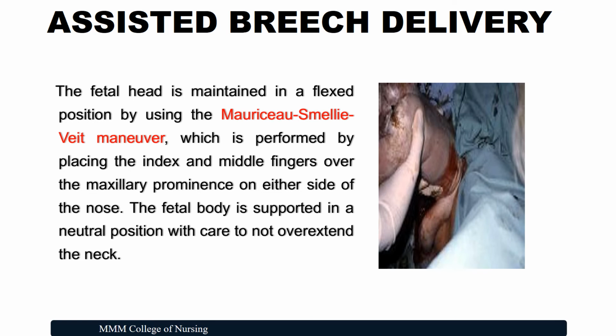The fetal head is maintained in a flexed position by using the Mauriceau-Smellie-Veit maneuver, which is performed by placing the index and middle fingers over the maxillary prominence on either side of the nose. The fetal body is supported in a neutral position, with care not to overextend the neck.